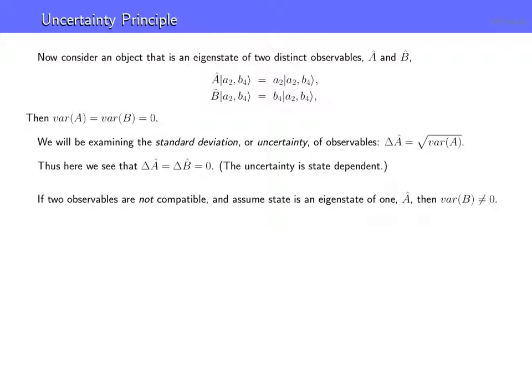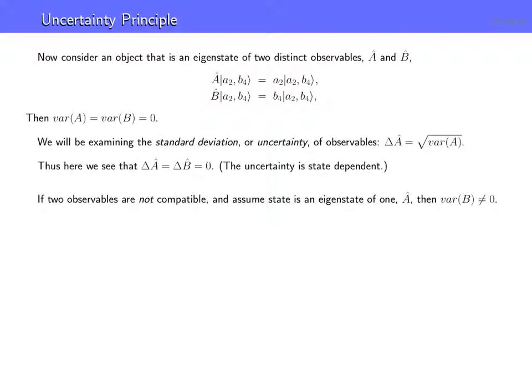And then what happens is that the variances are not both 0. So, for example, let's assume that the state is an eigenstate of one of the observables, and we'll say it's A. That means that delta A is equal to 0, the uncertainty in A is 0. But if that's the case, we want to show in a simplistic way that the variance of B and the uncertainty in B is not 0. So this is not a completely general statement. For a general state, we would possibly have the uncertainties in A and B both not equal to 0.